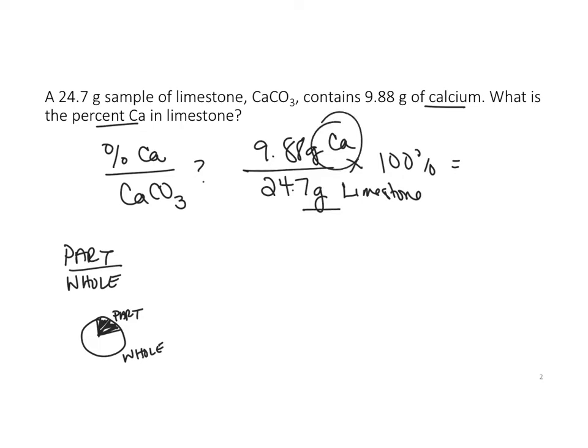You're going to definitely need to be using your calculator for all of these, so you might want to get that out, and your periodic table. 9.88 divided by 24.7 times 100, because it's percent, there's your units, that is 40.00% belongs to calcium.